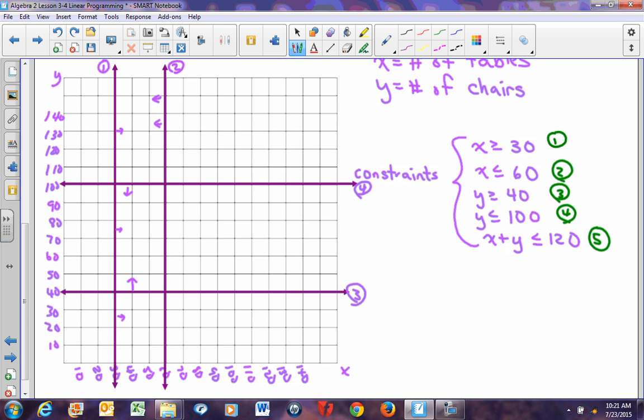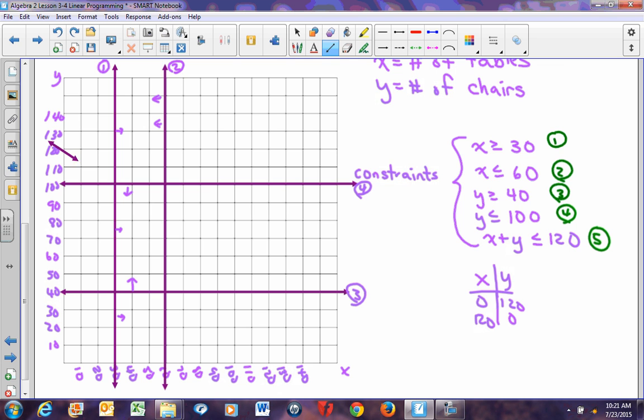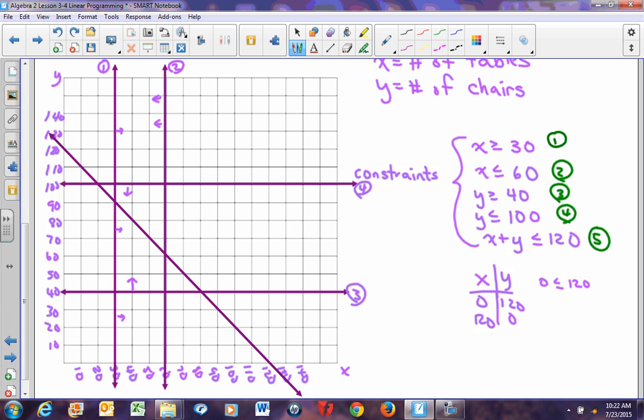The last one is x plus y is less than or equal to 120, which means if I use intercepts, I will be at 120, 120. So let's put those 2 points. So 120 here, 120 there. And that is not written in y equals form, so I should test a point. So I'm going to have 0 is less than or equal to 120. That's true. So I would shade at 0, 0, which is here. So we'll be this side of the line.